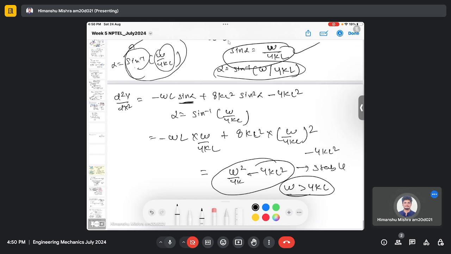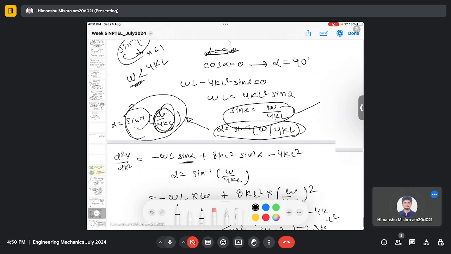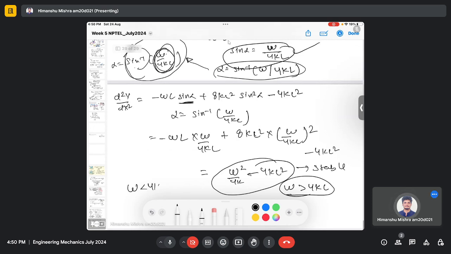So for the condition when W is greater than 4KL, this quantity is positive, which corresponds to the stable condition. But we can see from the equilibrium condition that for sine inverse x, you will only get a real value when x is less than 1, which means W by 4KL should be less than 1, which means that W should be less than 4KL. And when W is less than 4KL, this quantity is negative, which means that for this condition, the system is unstable.